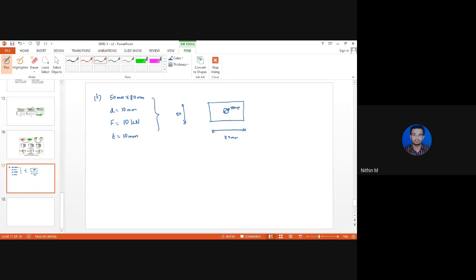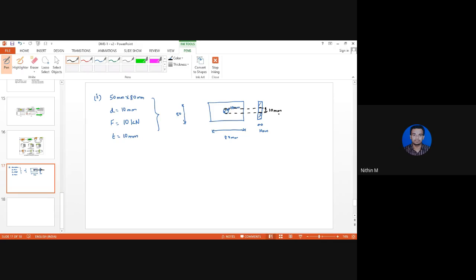And also they have told you that the thickness of the plate, this is the side view, is given to be 10 mm. Now what will happen due to the presence of this hole when we are viewing this plate from the side? The hole will be present here, thereby there is no material here. The dimension of this hole is given to be 10 mm.